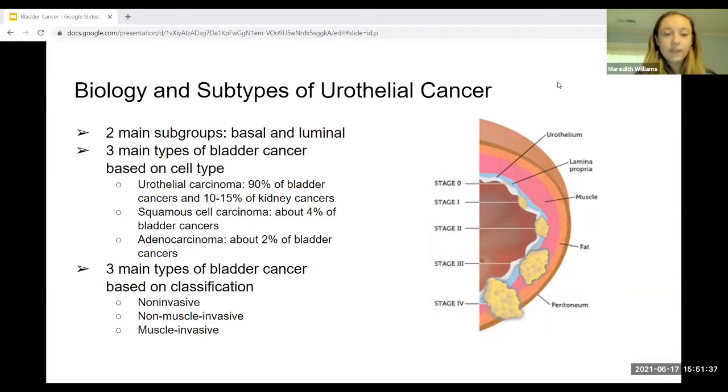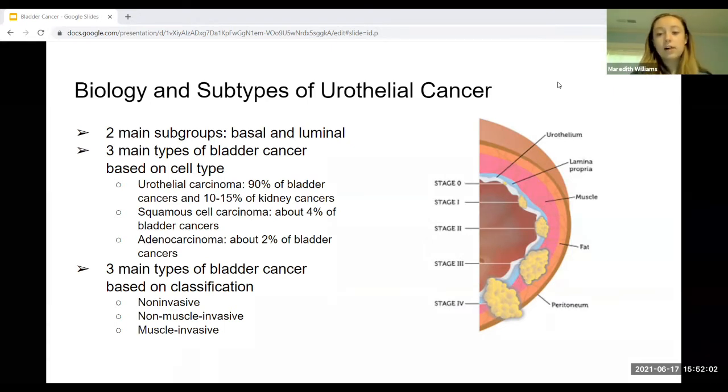And then there are also three main types of bladder cancer based on classification. The first one is non-invasive, and that's exactly what it sounds like. It's precancerous, a very small tumor that is only on the inner lining of the bladder, and it can be very easily and completely removed with surgery. The next type is non-muscle invasive, which is usually classified as stage 1, and it's when the tumor has started moving out of the bladder but has only invaded the lamina propria, which, you can see in this picture, is directly deep to the urothelium, the innermost lining.